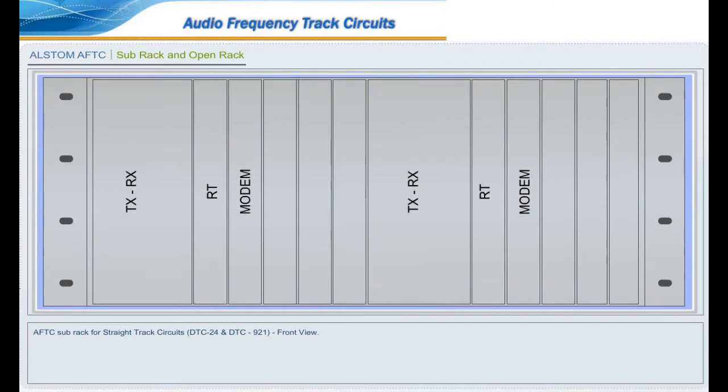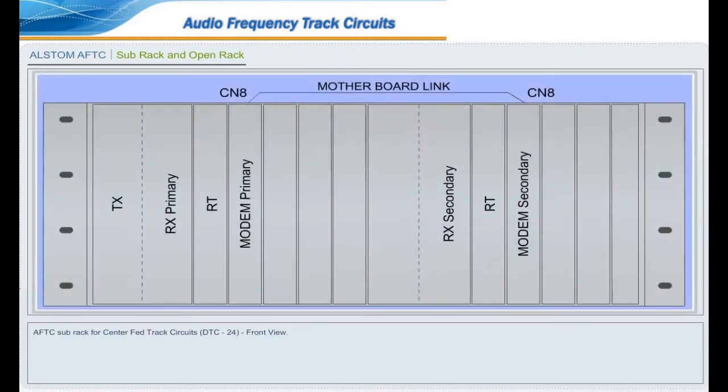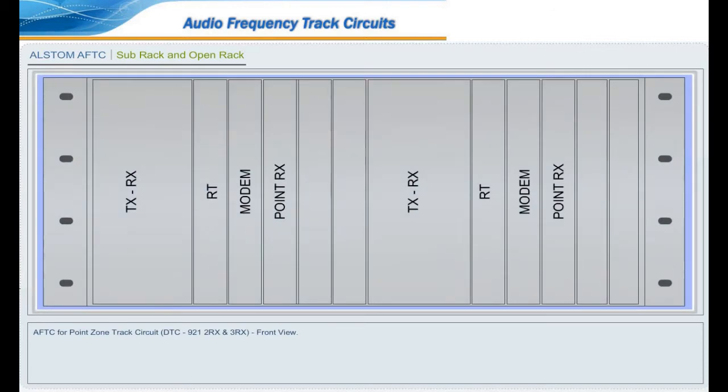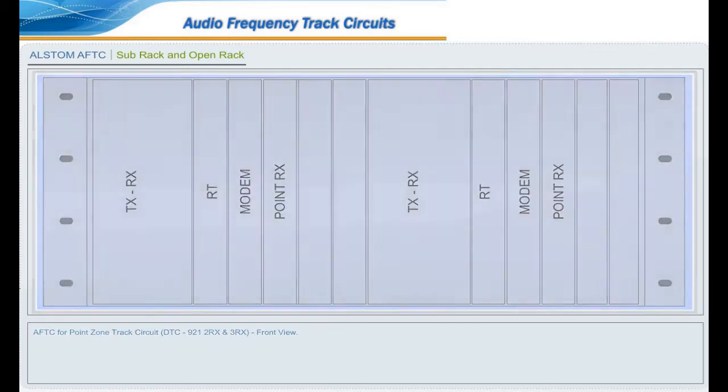AFTC Subrack for straight track circuits: DTC24 and DTC921 front view. AFTC Subrack for center feed track circuits: DTC24 front view. AFTC for point zone track circuit: DTC921 2RX and 3RX front view.